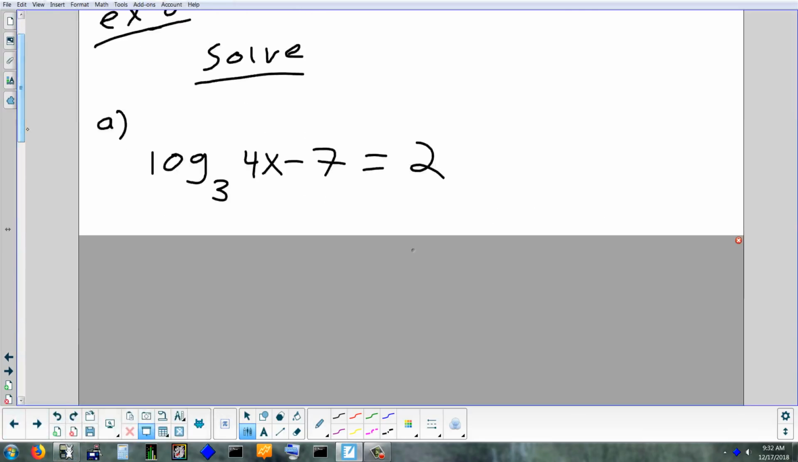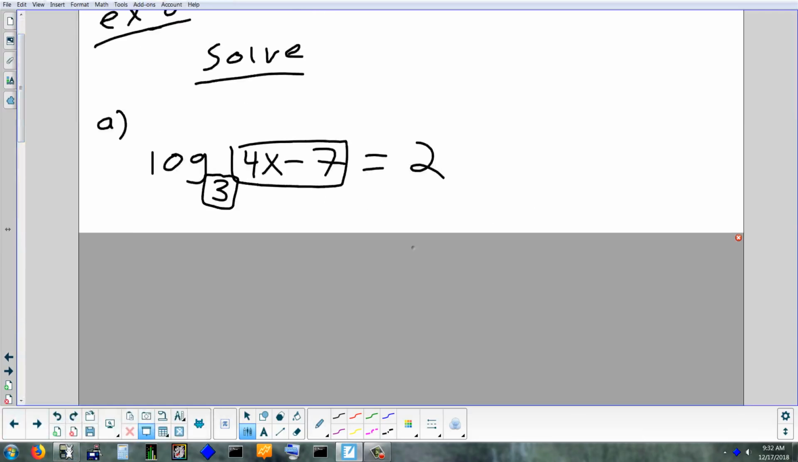All right, so let's try to solve this problem. Now, it looks a little more complicated, but I want you to think of it in 3 sections. Here's 1, it's your base. All that stuff right there is your argument. 4x minus 7, there's one big argument. And 2 is what the logarithm always equals. We've talked about that. So when we rewrite it, we should know what that 2 is going to be.